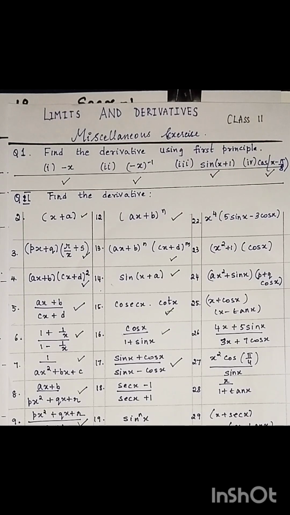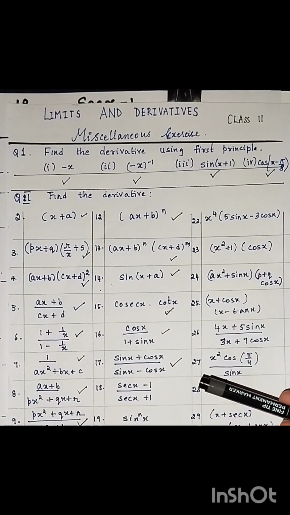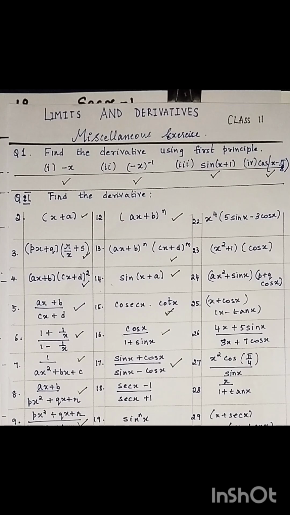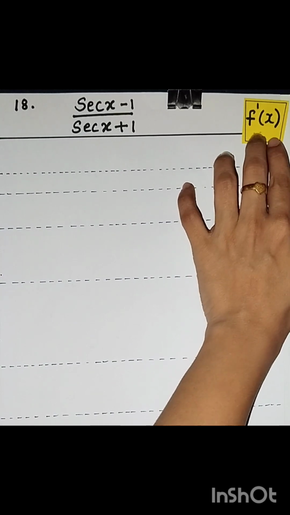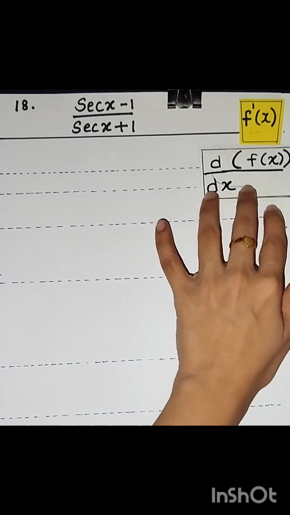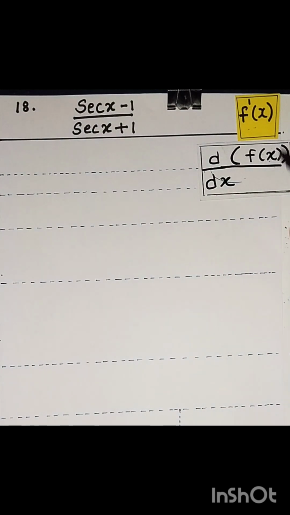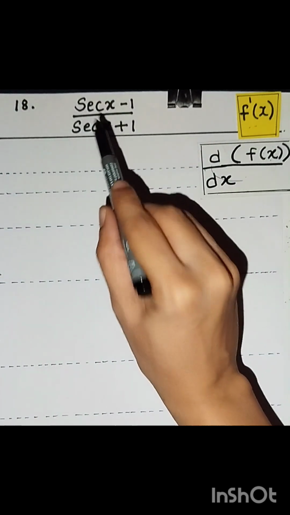and derivatives. In the miscellaneous exercise, we completed 17 questions. Now we will find the derivative for the 18th function: secant x minus 1 divided by secant x plus 1. So we have to find the derivative of the function. That is, we have to find f dash of x, which is also denoted as d by dx of f of x. So we have to find the derivative of this.